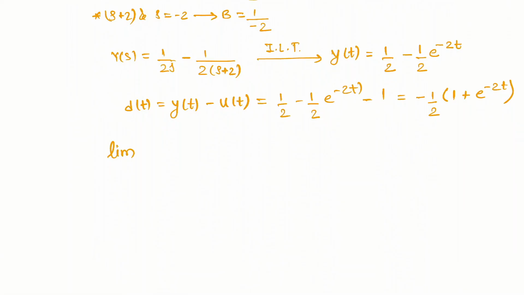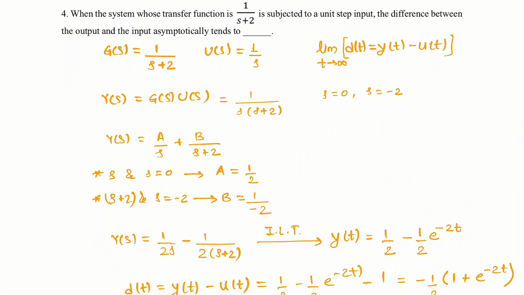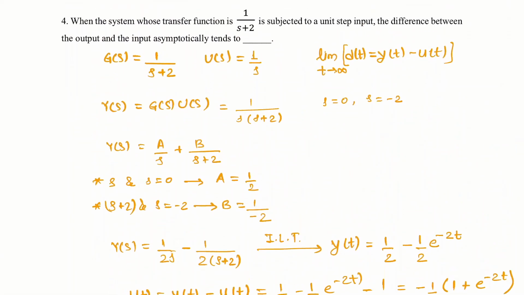Taking the limit t tending to infinity, since we have asked what happens to this difference d of t asymptotically, we get minus 1 half. So we'll have 1 here, and as t tends to infinity, e power minus 2t would be 0. So the difference between the output and the input asymptotically tends to a constant value, minus 1 half.